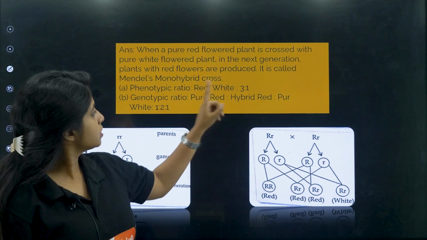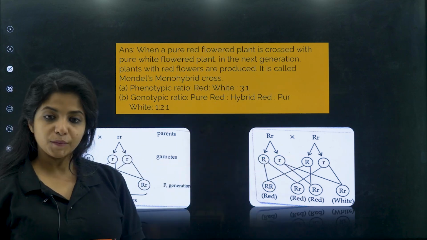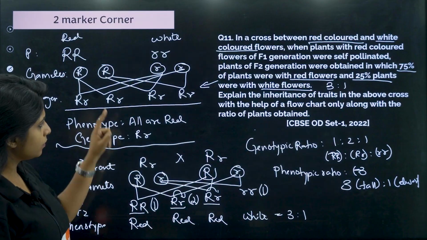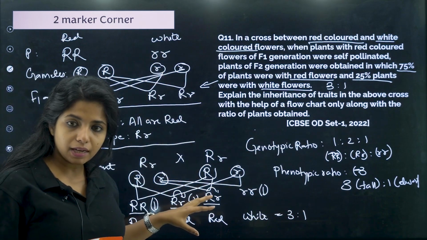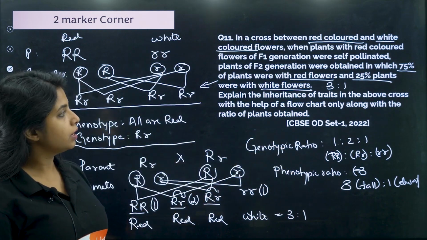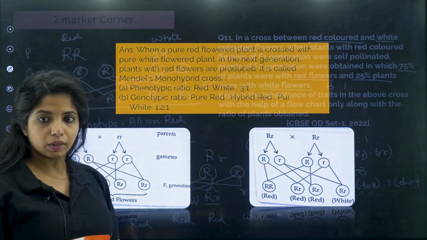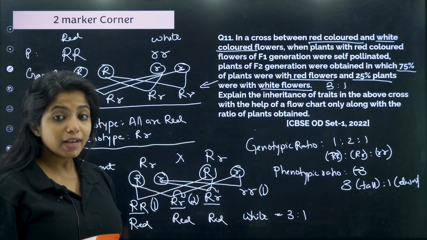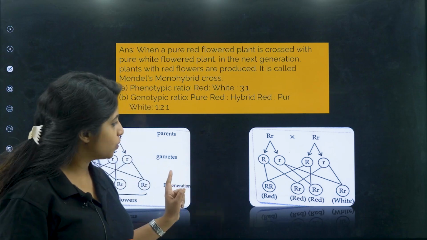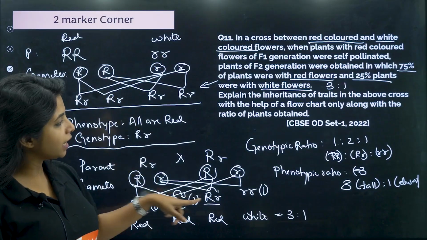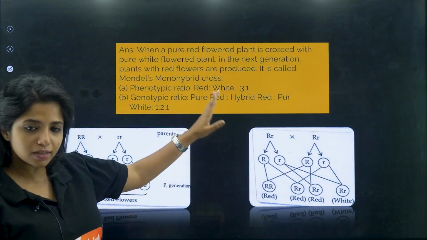So phenotypic ratio is this, genotypic ratio is this. Make it like this, that will be better. So first case, second case, genotypic ratio, phenotypic ratio, and explain your answer a bit. Don't hesitate, it's a 2 marker. Should I tell the answer like this? Yes, you should be mentioning everything. I just made it like this, which is why it looks big. This also is the same thing.